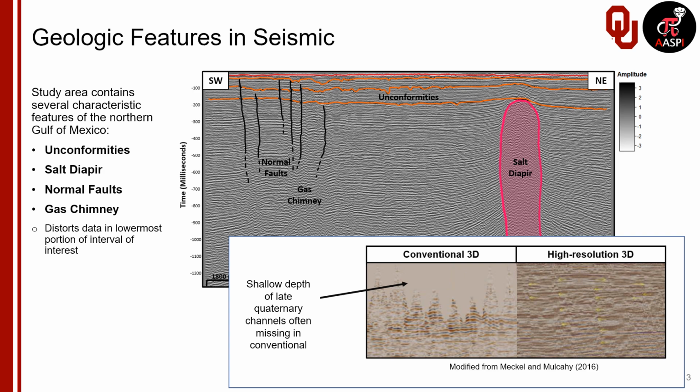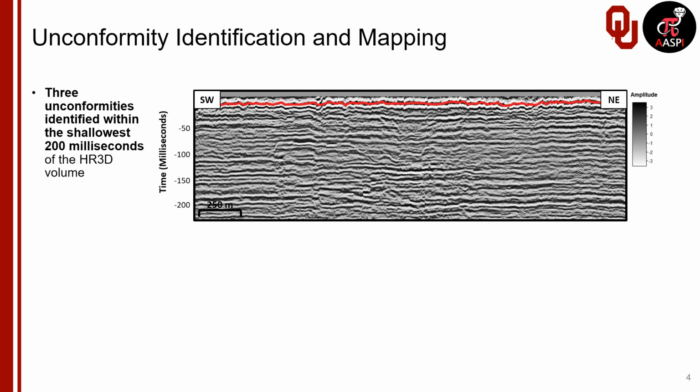And if we look at the difference between conventional 3D and high resolution 3D from this figure from Tip Meckel at the BEG, you can see that looking at them side by side, we're missing a lot of that really shallow data in the conventional 3D. So those more recent quaternary channels are often missing in the data that we collect.